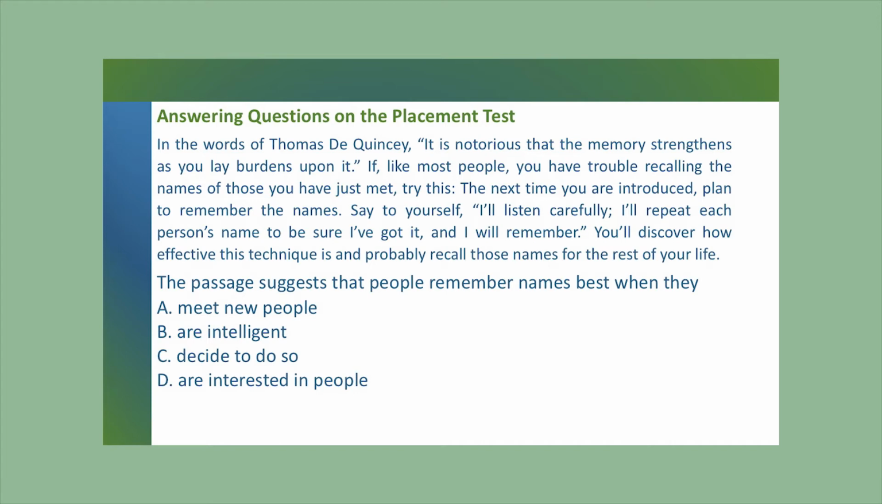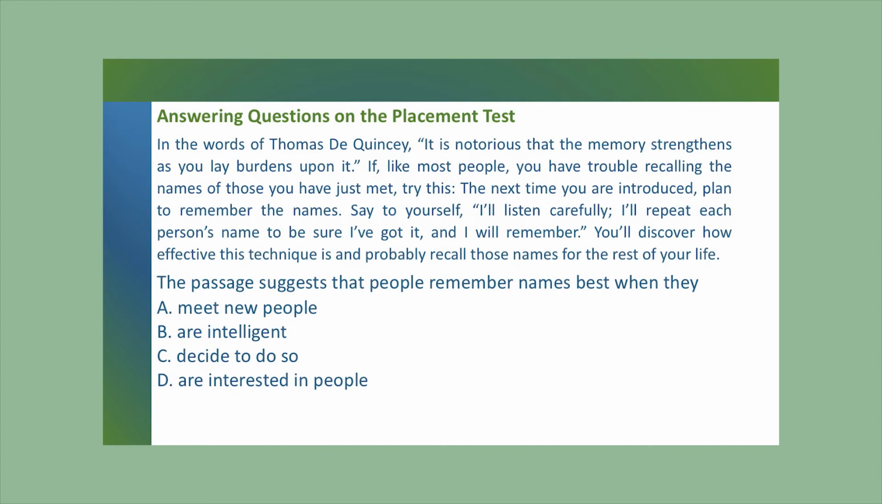C, decide to do so. Doesn't something like that happen in the paragraph? Remember where it said, say to yourself, I'll listen carefully. I'll repeat each person's name to be sure I have it, and I will remember. Doesn't that sound like the person's deciding? That's probably the answer, but let's make sure.